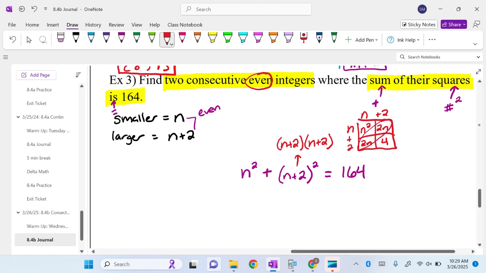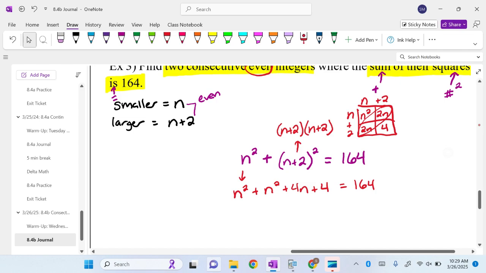If I combine like terms, I'm going to bring down the n squared that's in the front of my equation, plus n squared, plus 2n plus 2n is 4n, plus 4 is all equal to 164. Now, what's the last thing I got to do to clean up the left side? Elise? Not yet. There's one last thing I need to do to clean up the left side of the equation.